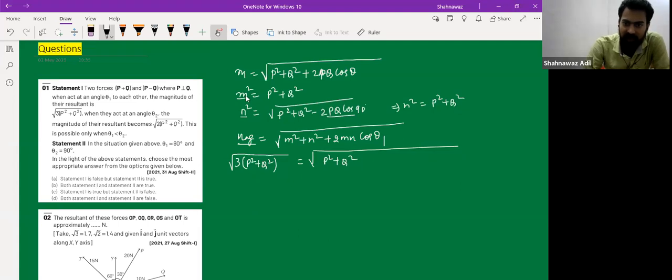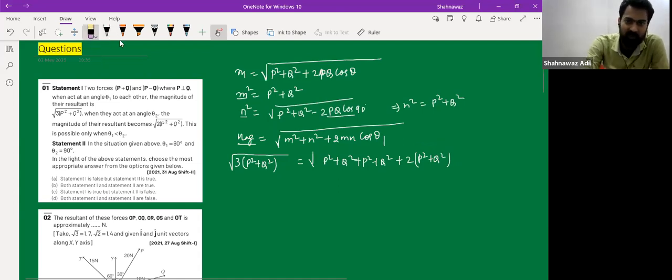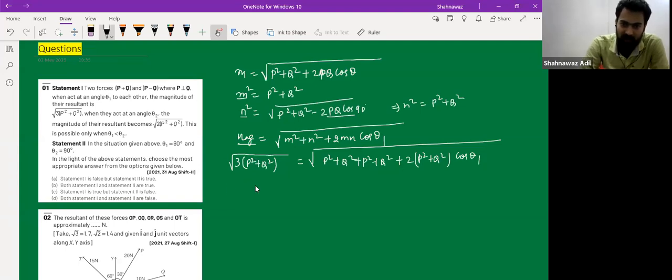And you can see that M and N are equal, so you can write them as equal. So this is 2 M square, so 2 times p square plus q square, right? And cos theta. Squaring both sides, we will get 3p square plus q square. And this would be how much? So this would be 2p square.